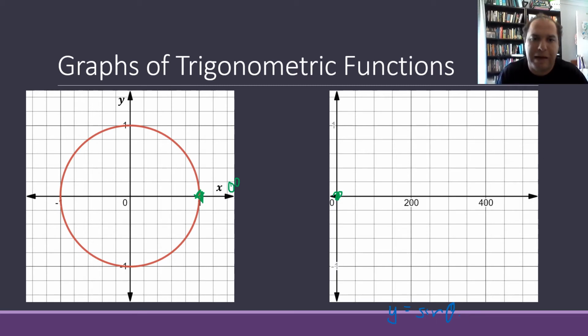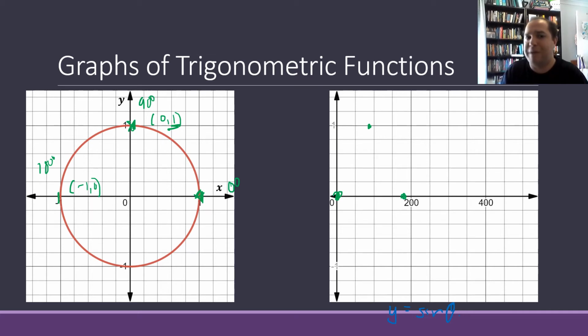When our angle gets to 90 degrees at the very top, our y value is now 1. So at 90 degrees, which might be about here, our y value ends up being 1. Going all the way around to 180 degrees, our y value is 0. So 180 is just a bit below that, so maybe here.